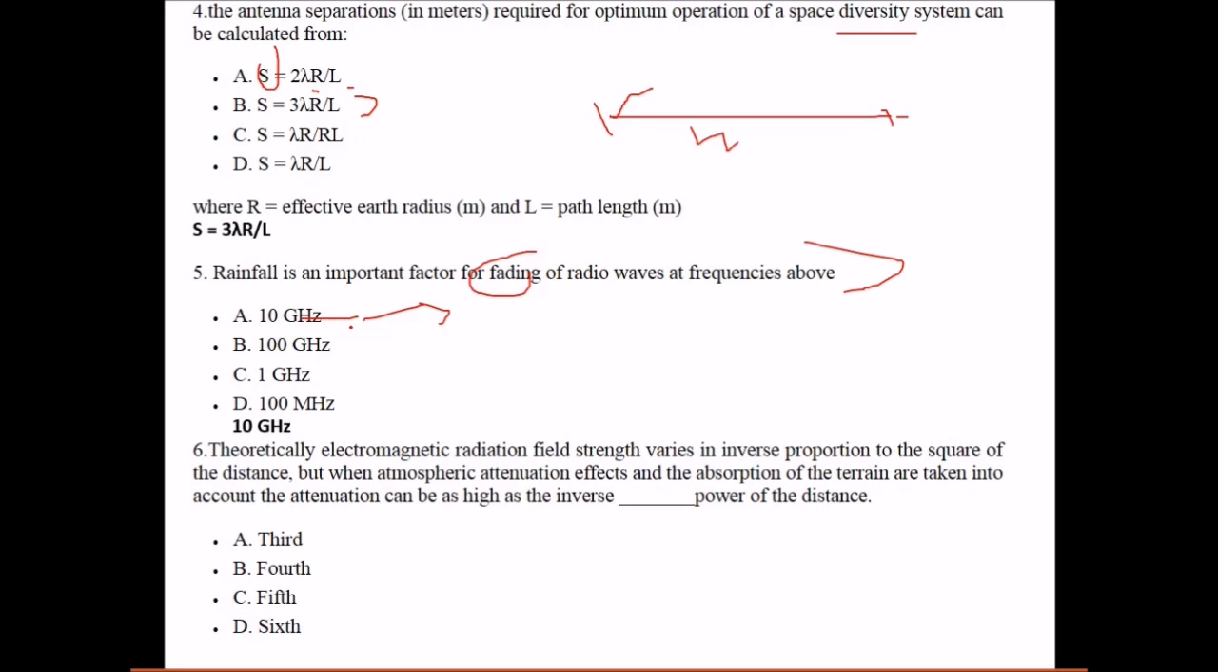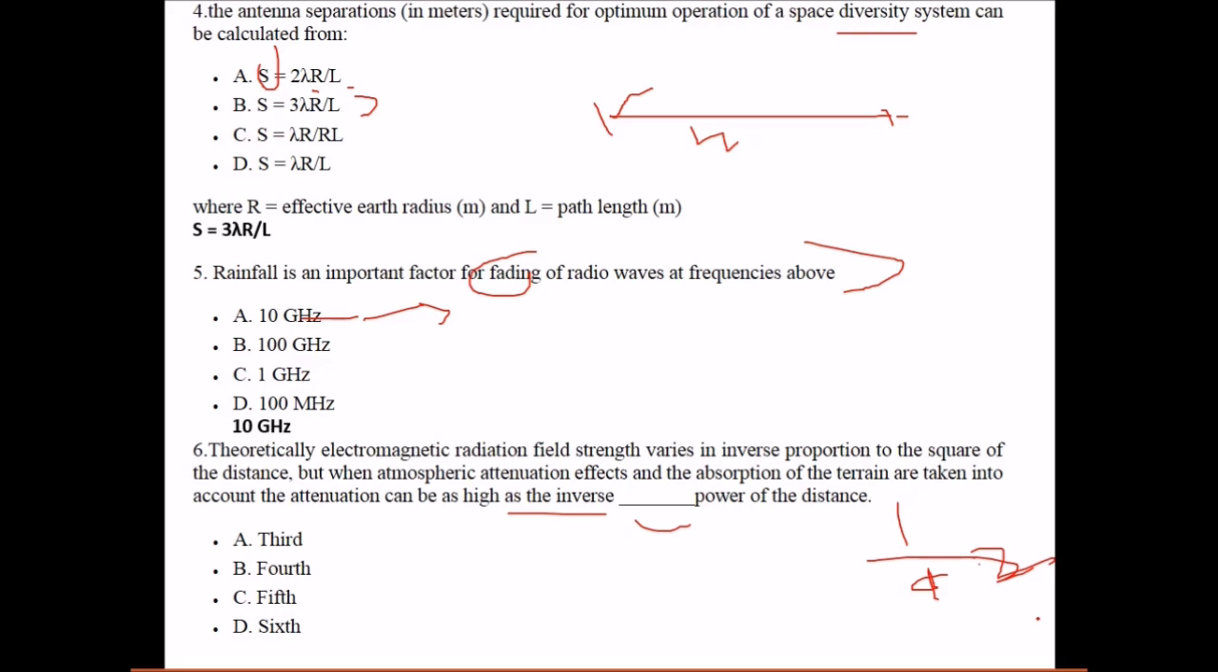But theoretically, electromagnetic radiation field strength varies in inverse proportion to the square of the distance, right? But when atmospheric attenuation effects and the absorption of the terrain are taken into account, the attenuation can be as high as the inverse of which power of the distance? Let me explain it again. Theoretically, electromagnetic radiation field varies in inverse proportion to the square of the distance, d to the power 2.